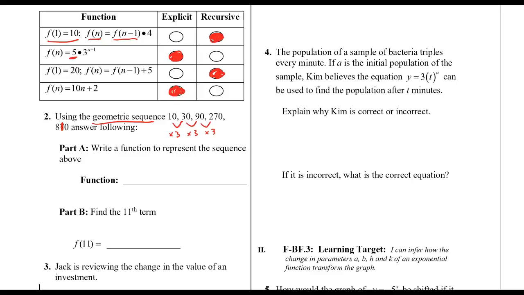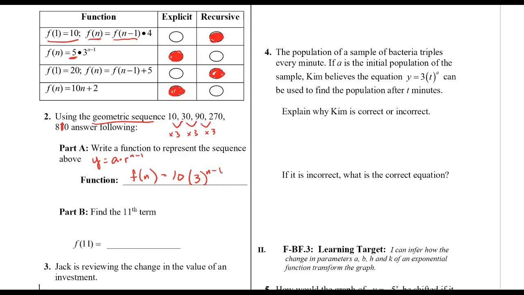So we know that our rule for a geometric is y equals a times r to the n minus 1 power. That's how we talked about it in class. A is the initial value of my sequence, which we could see is 10. So I'm going to use function notation just because it says write a function. So f of n equals a, which is 10, times r. R is my growth rate or my common ratio, which is 3, to the n minus 1 power.